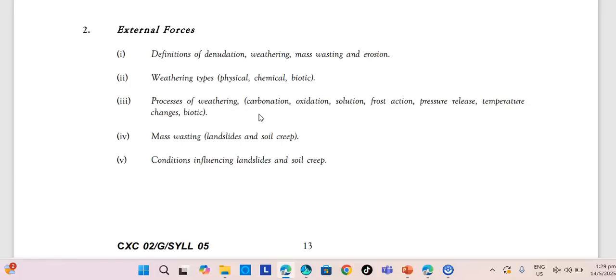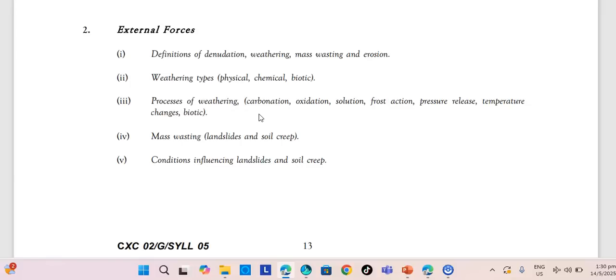Water gets into cracks in rocks, freezes, and then expands. So this makes the cracks bigger and breaks the rock. Example, rocks breaking in cold places like mountains. So frost action is when water gets into cracks in rocks, freezes, and then expands.